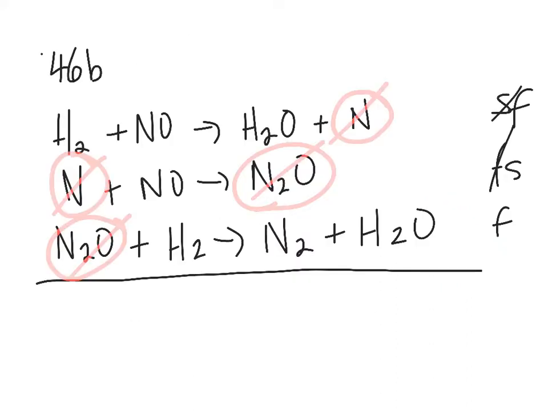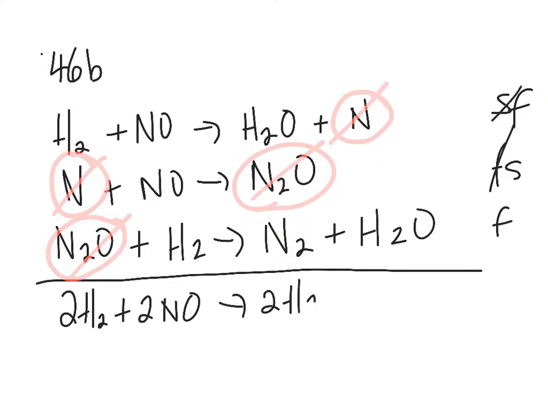So you've got 2 H2 plus 2 NO goes to 2 H2O and N2. So what's the catalyst of this reaction? Correct, there's no catalyst because none of them stay the same. There is nothing that is used.